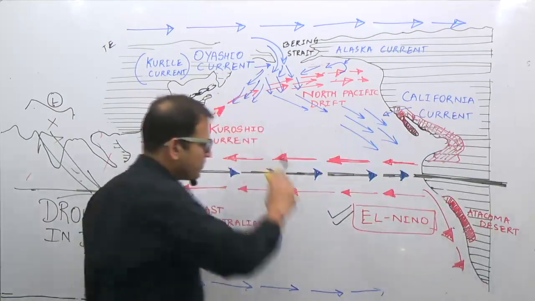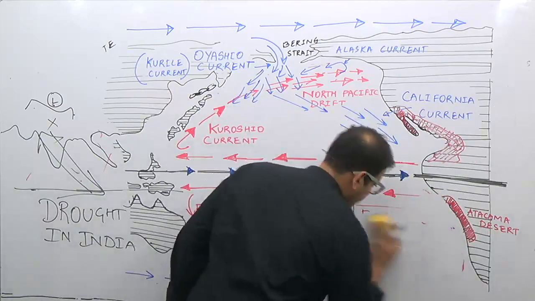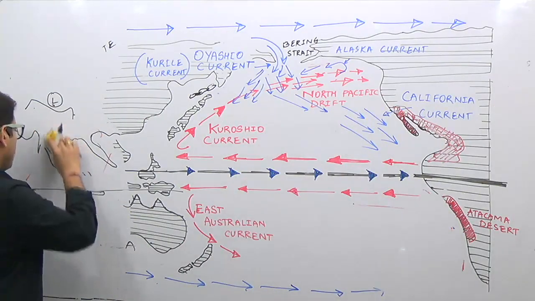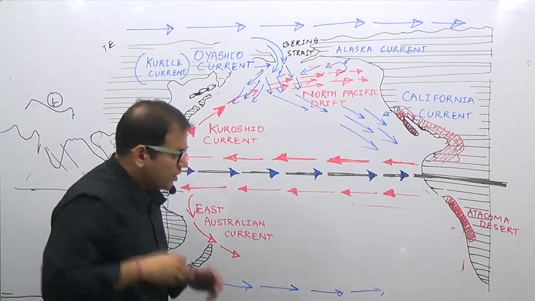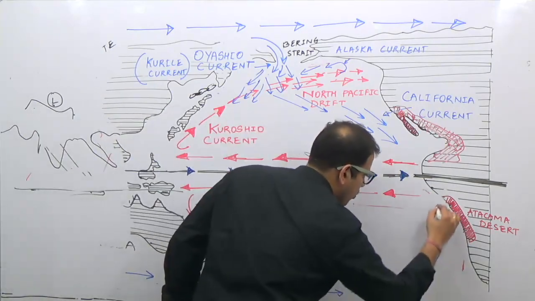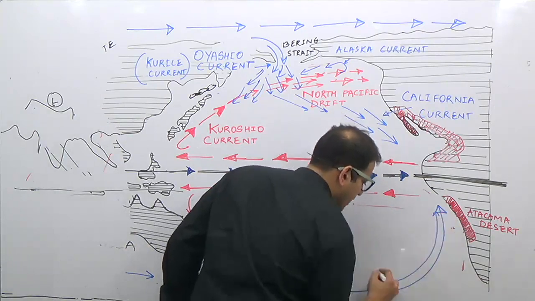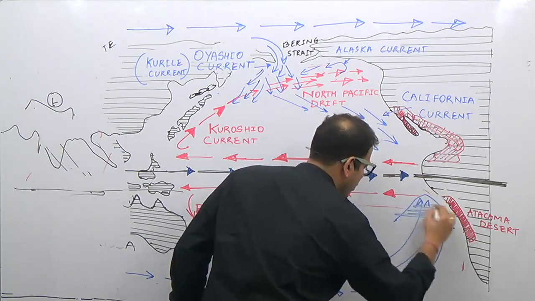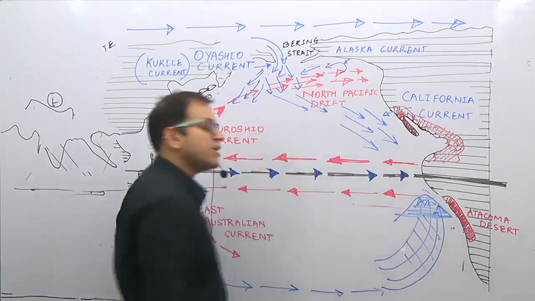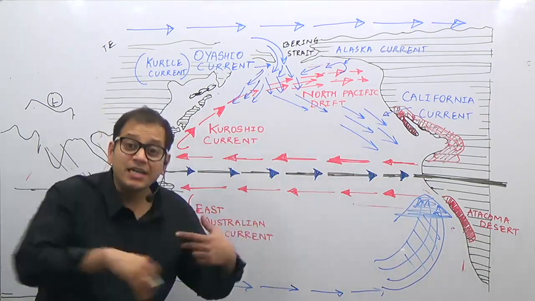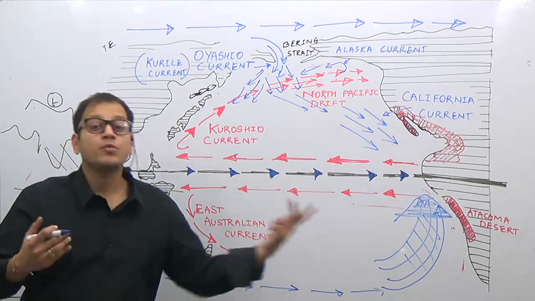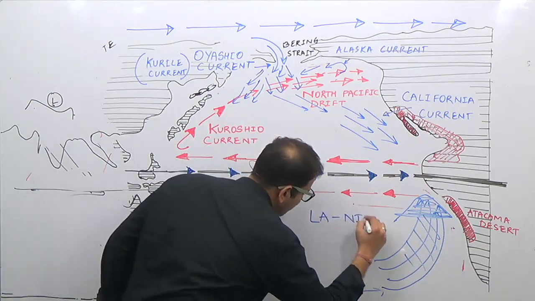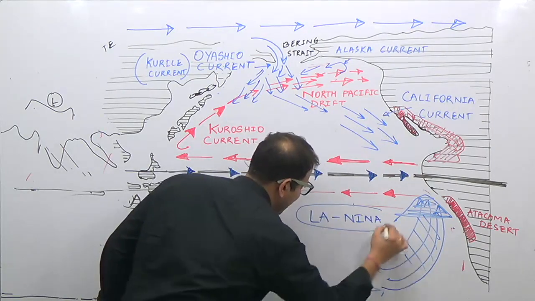Now, sometimes the Pacific Ocean becomes so cool that an extremely cold Peruvian current develops. So instead of one line, I am showing you more lines so that you can understand this as an extremely cold Peruvian current. So there is an intensification of cold climate here. Such an extremely cold Peruvian current is known as La Nina.